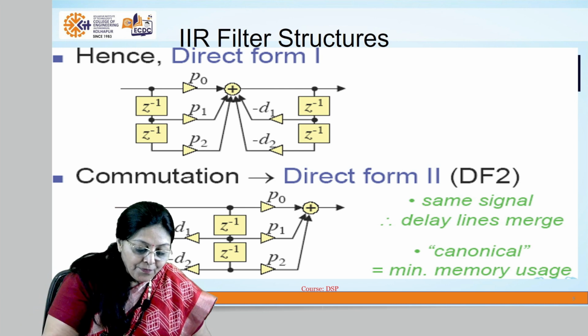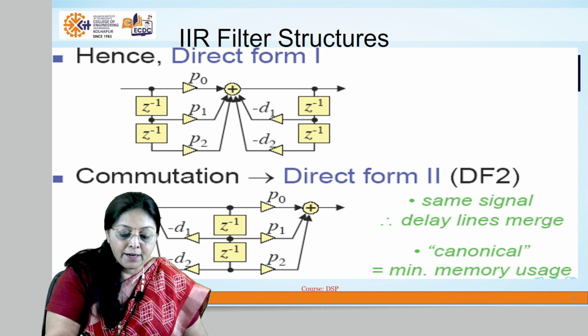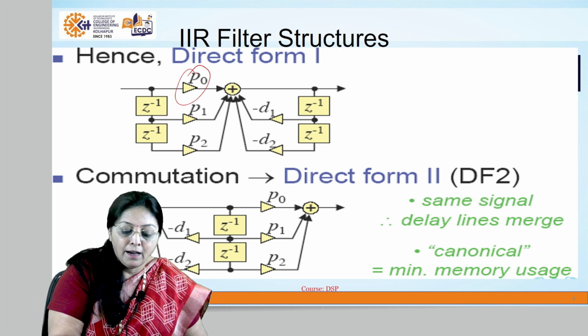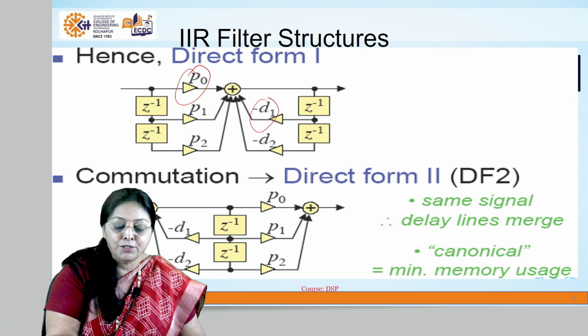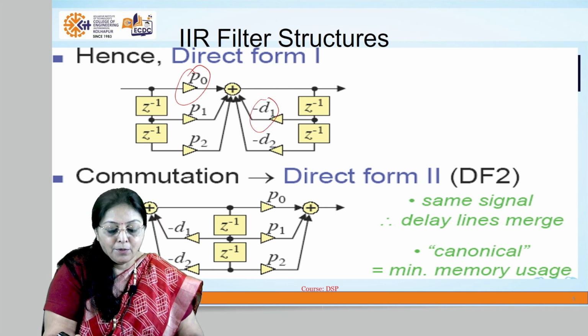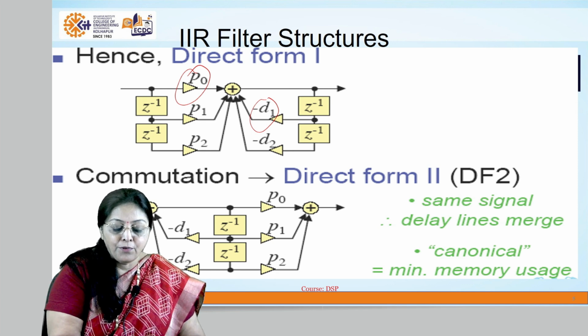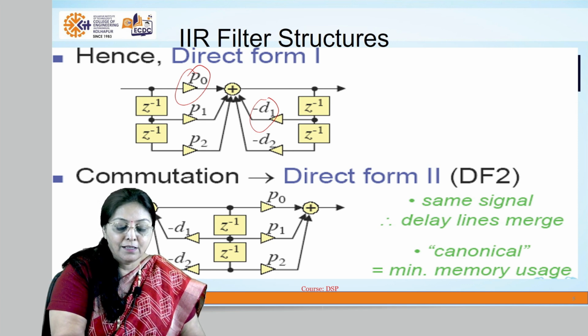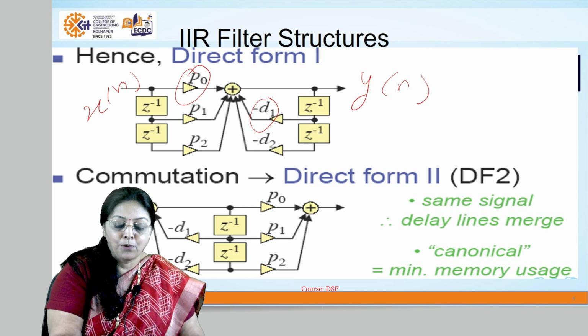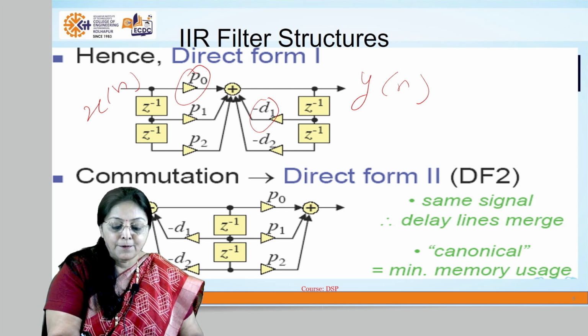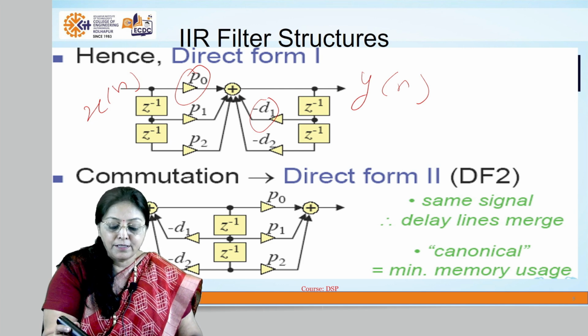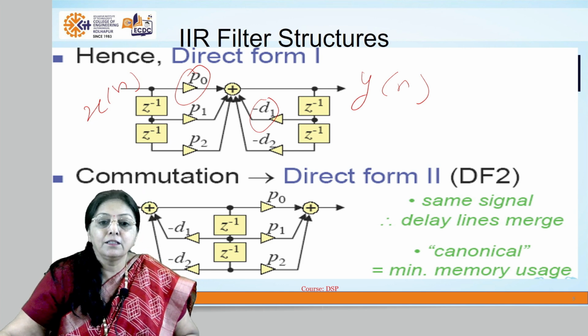When you observe direct form 1 and direct form 2, the first diagram shows the numerator and the denominator terms minus D1 and minus D2. Direct form 1 is the direct realization. Here x of n is the input and y of n is the output. P0, P1, P2 are, not poles, the numerator values, and these are the denominator values, and directly we are going to realize. So actually we require different adders, and also different delays.